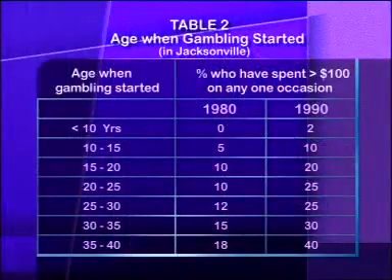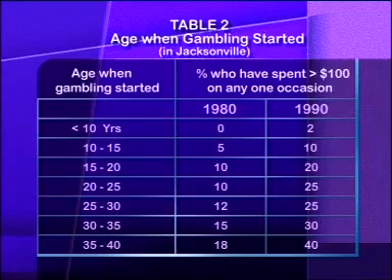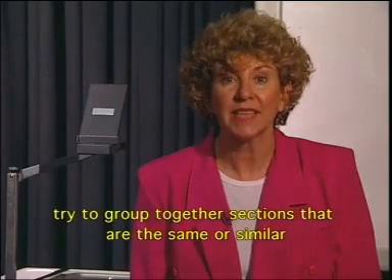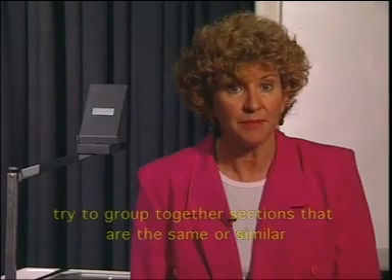The introduction for Table 2 could be, this table clearly highlights the age of individuals in Jacksonville when they first started gambling. The percentage of persons in 1980 and 1990 are analysed in relation to age groups from 10 to 40 years. Tip 2. Take a moment to analyse the table and, if possible, try to group together sections that are the same or similar.